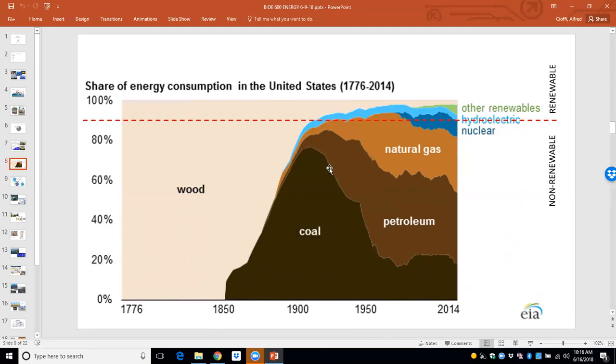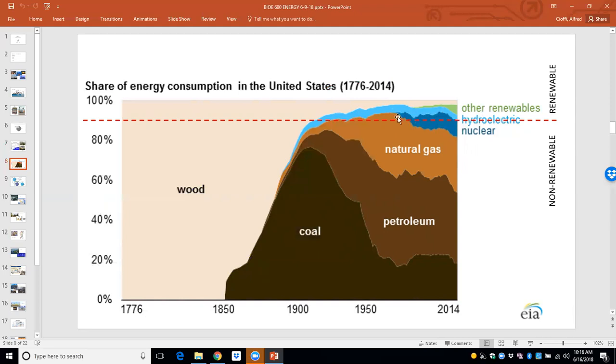Then coal tapers off and is being replaced by petroleum, with the advance of oil refineries. And so petroleum basically takes over in the 1900s as the main energy source for the United States, and then is being replaced by natural gas up until this day. Then the other one that is here in blue is nuclear, as you can see. It has its ups and downs. It seems to have some kind of cycle there.